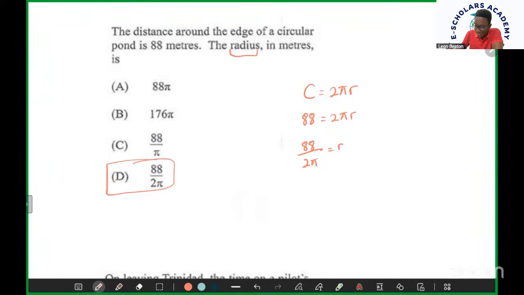And in some cases, they will give you the answer as far as the 4 over pi. Right? In some of the multiple choice. Some of the multiple choice will give you as far as the 4 over pi. In this case, it's 88 over 2 pi.